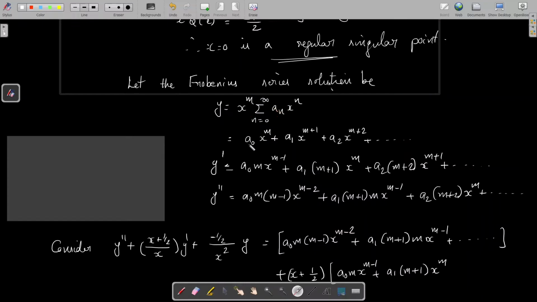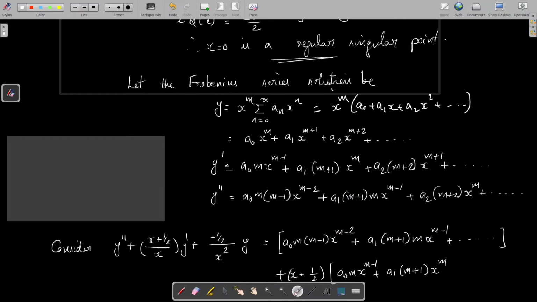On expanding this, y = x^m (a0 + a1 x + a2 x^2 + ...). On multiplying with x^m, we have a0 x^m + a1 x^(m+1) + a2 x^(m+2) + etc. And what will be y'? We are writing the derivatives. The derivative of x^m is m x^(m-1), so y' = a0 m x^(m-1) + a1 (m+1) x^m + etc. Similarly, y'' = a0 m(m-1) x^(m-2) + a1 (m+1) m x^(m-1) + etc.